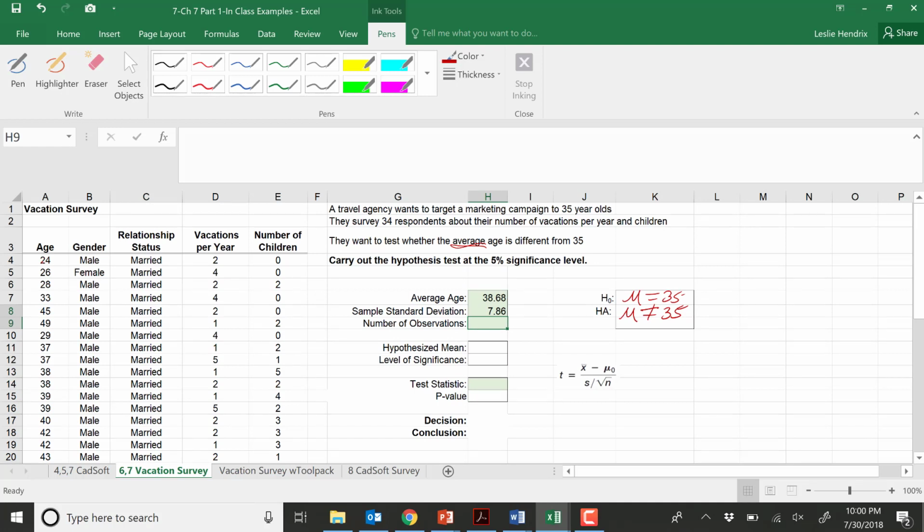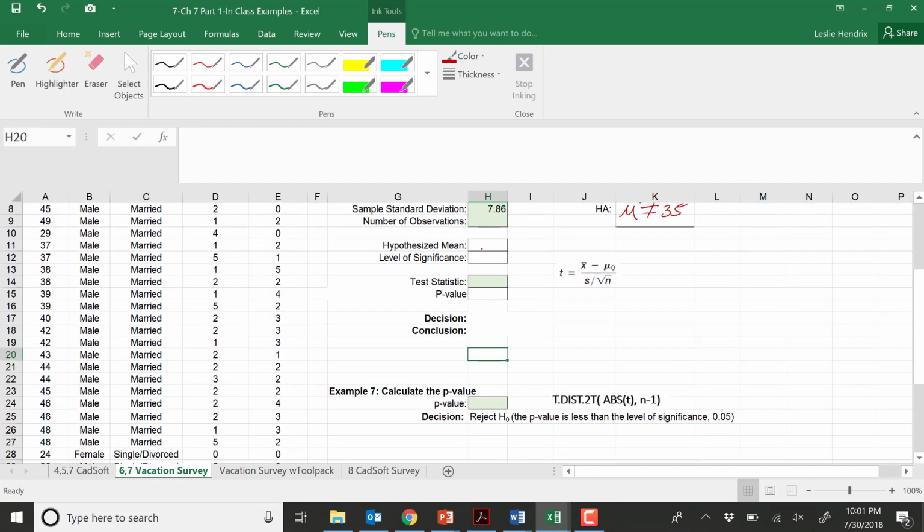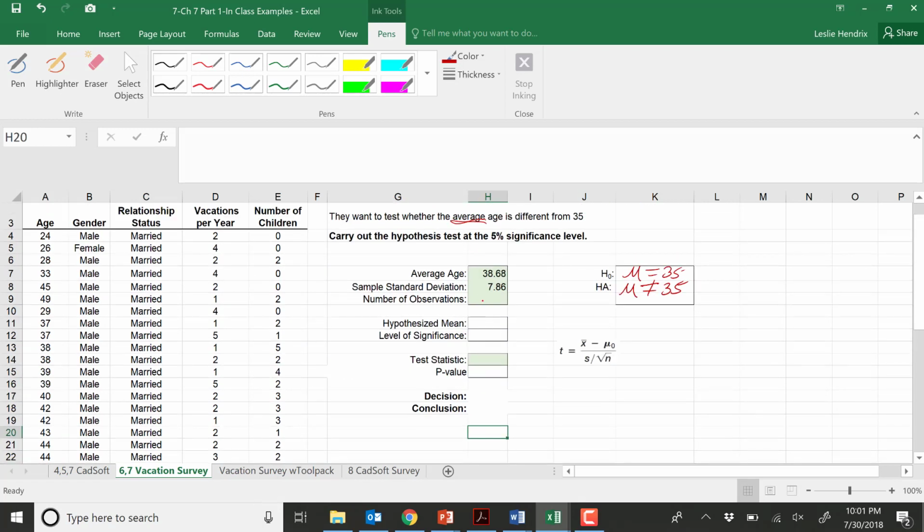And then what are the number of observations? Okay, we have 34. So our sample size is 34. All right, what's our null hypothesized belief of what the mean is? We can see it right here in the null hypothesis. It's 35. What's the level of significance? We were told to use the 5% level, so our alpha is 0.05.